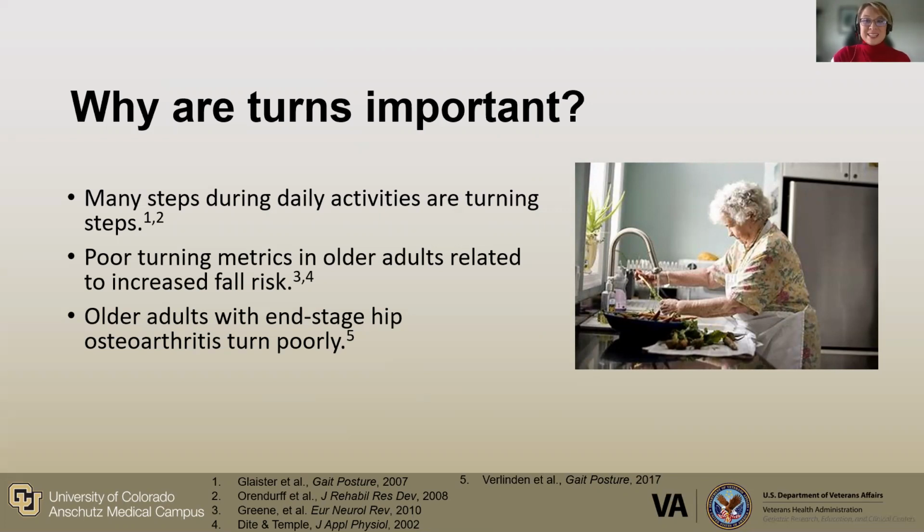For older adults with end-stage hip OA, turn performance is often poor, which has been attributed to pain that impacts limb use. However, we do not know if turning patterns are related to fall risk or balance performance in older adults with hip OA, and being able to measure turn performance in a clinical setting would be ideal.